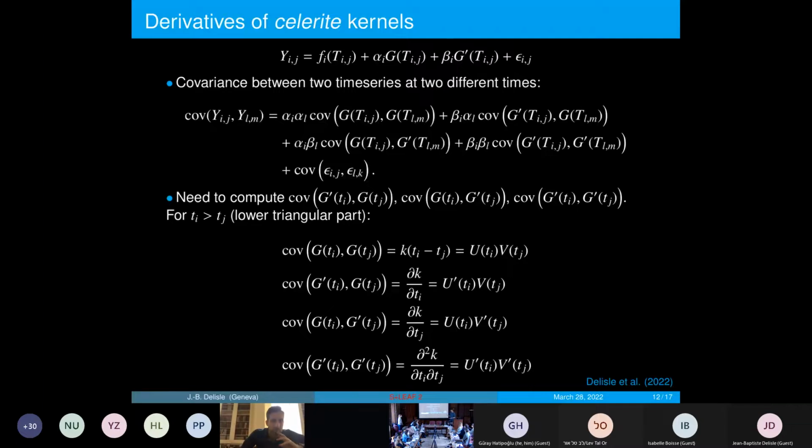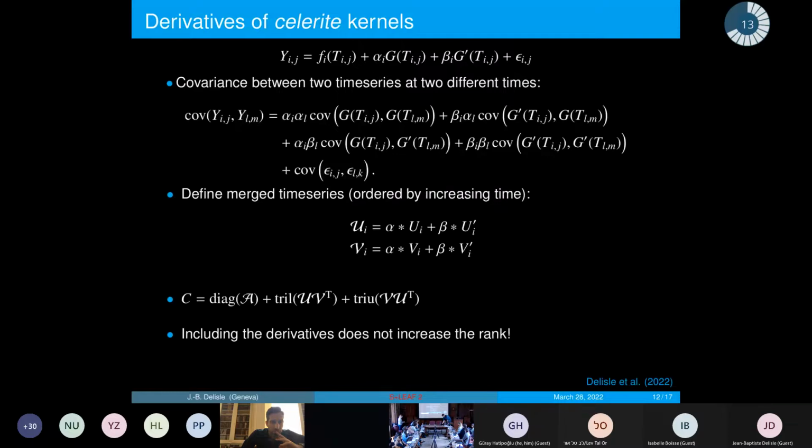So actually, to apply celerite to this problem with the derivative, we simply need to compute the derivative of U and V, so the semi-separable decomposition of the covariance matrix. And what is very nice is that then we can construct our vectors U and V for the full covariance matrix by taking alpha, the coefficient in front of the Gaussian process, times the GP U, plus beta times the derivative, and for V the same.